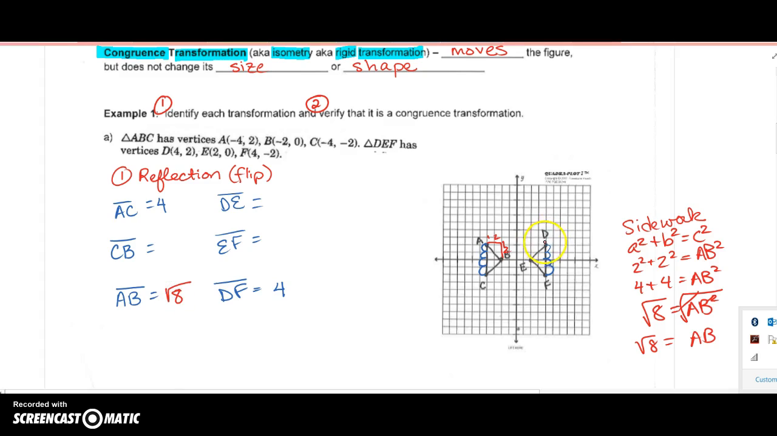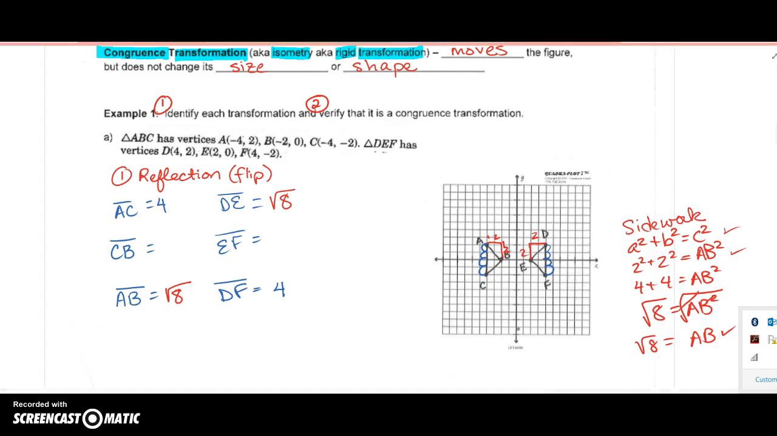Then we come over here to DE, and conveniently our right triangle, when we go to do our Pythagorean theorem, is also 2 by 2. So of course we know it's going to also come out to square root 8, since we're going to have the same equation here. So DE is square root 8.